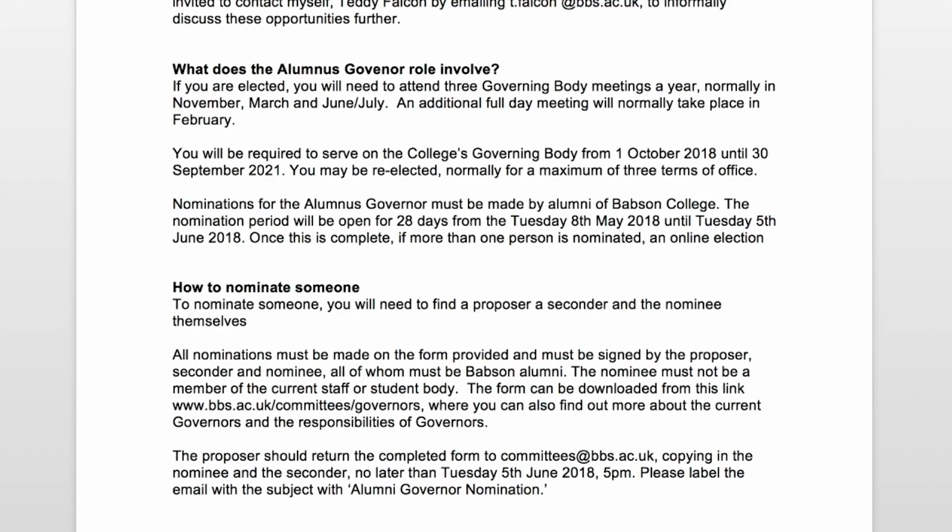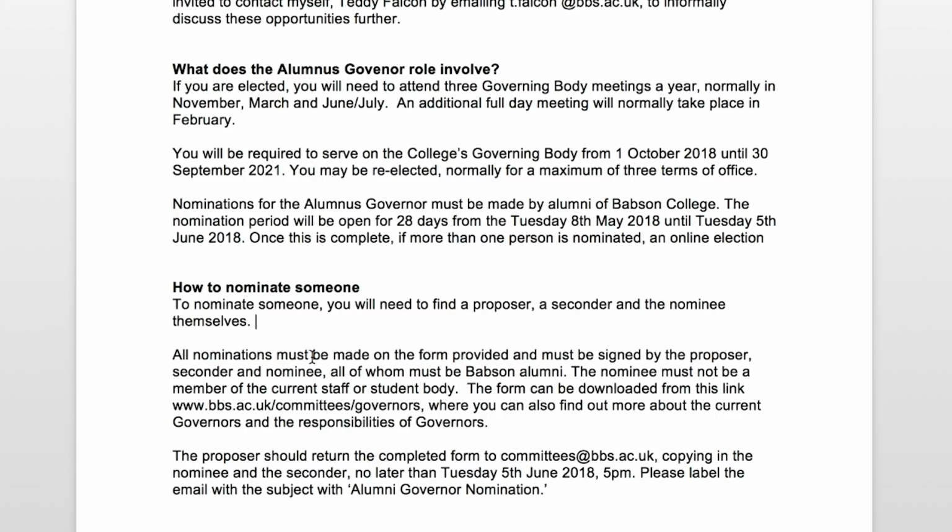Sorry about that very loud motorcyclist going past my flat in central London. It's a little noisy here. I'm sorry about that. To nominate someone, you'll need to find a proposer, a seconder, and the nominee themselves. Maybe not the most elegant way of saying it, but I think it's the clearest.